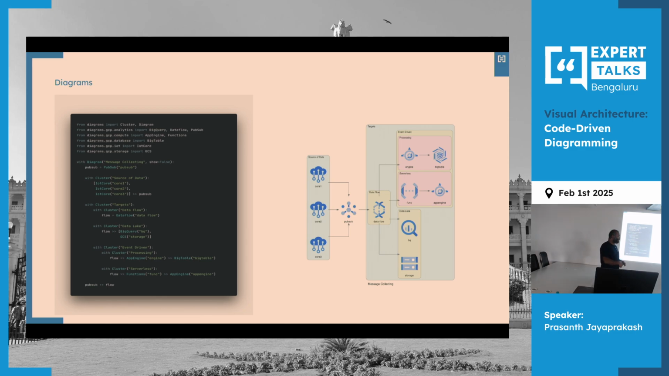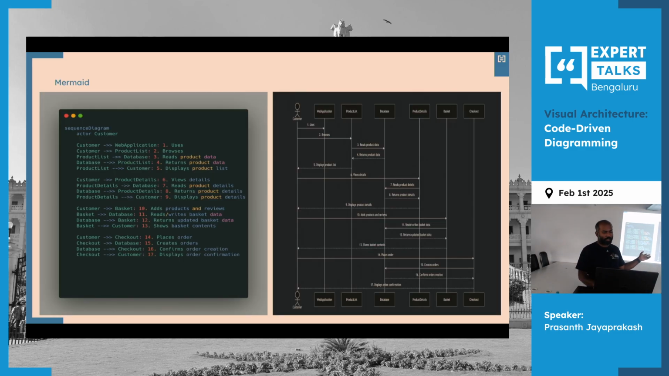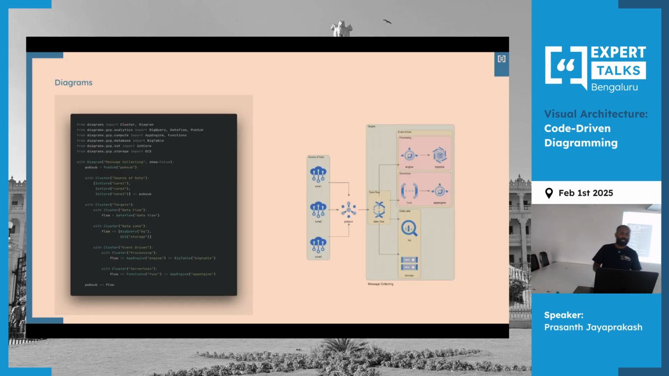So before going to the next one, there is one more tool which I want to introduce, which is diagrams, which is Python based, right? Until now, Mermaid and PlantUML have their own DSL. Diagrams is actually using Python instead of its own DSL.